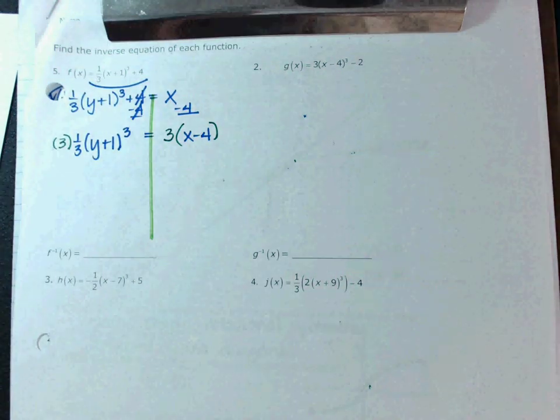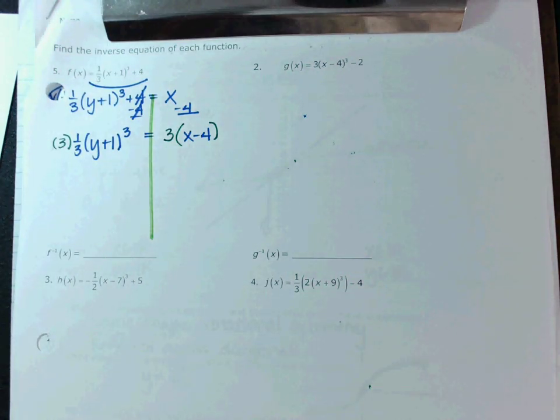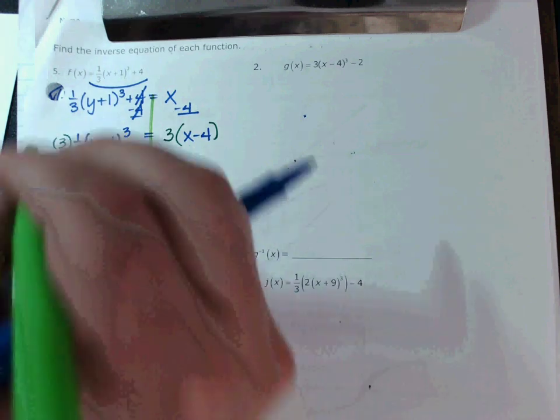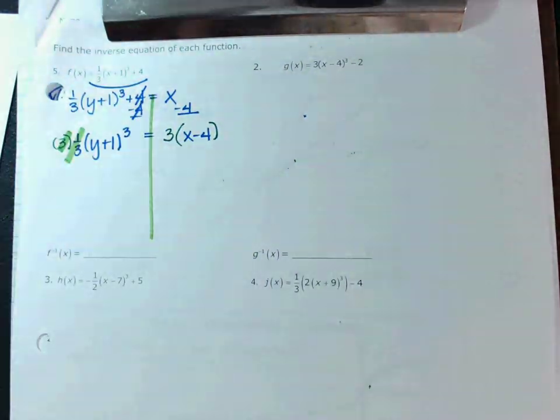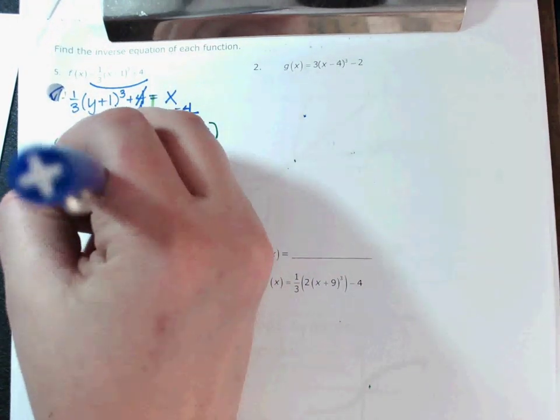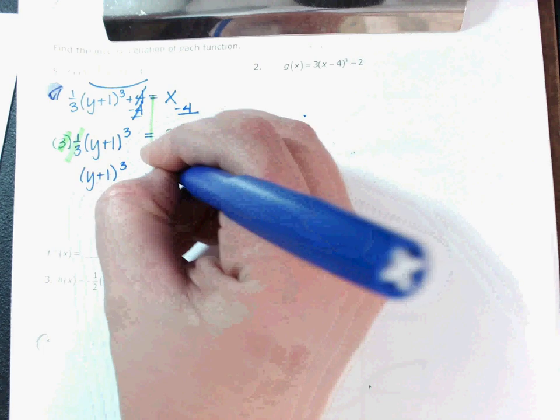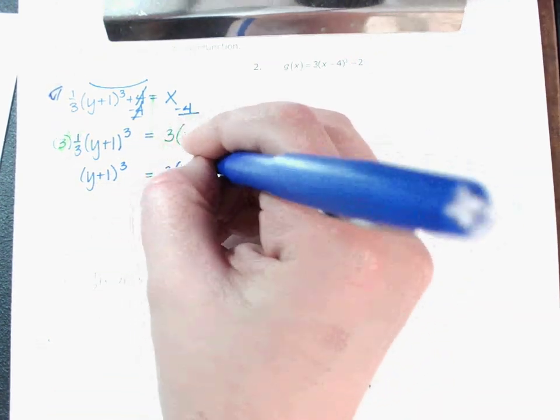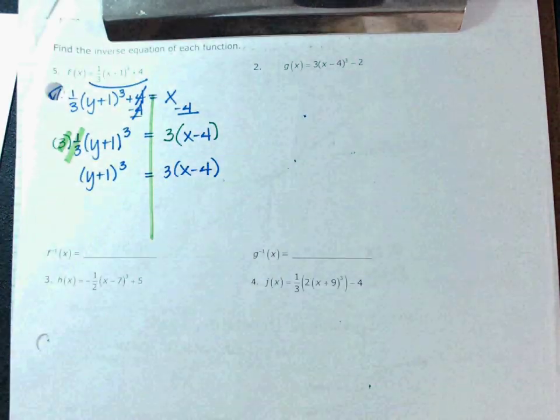So remember what we said with negatives? That's true for numbers too. I'm going to keep that 3 separate, and I'm going to just group the x minus 4 in parentheses. Okay, then from there I have this, (y plus 1) cubed. What do I get rid of next? The cube, and how do I do that? By taking the cube root.